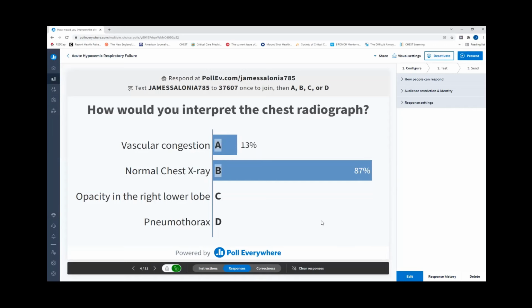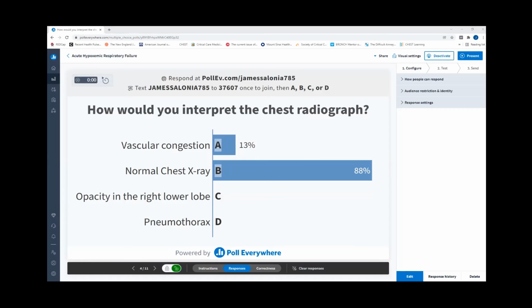Good. So many people saying normal chest x-ray, vascular congestion in about 13% of the group. So definitely ultrasound can help us a little bit here, much more sensitive and specific for identifying fluid or an interstitial or intra-alveolar filling process going on in the lungs. So why don't we do that?